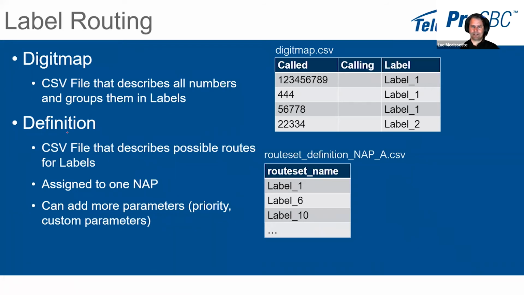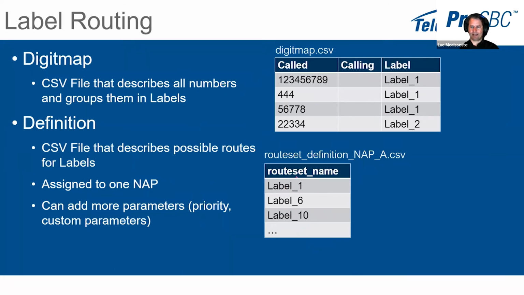Then you have the route set definition file. You need to have one. Okay, so the digit map file, you have only one for the whole system. And then the route set definition file, you have one per network access point. So for each of those network access points, we inform of which label can be routed. Here, this example is the route set definition file for NAP A: label 1, label 6, and label 10. So any number that has label 1 will be routable here, but not the ones which have label 2.